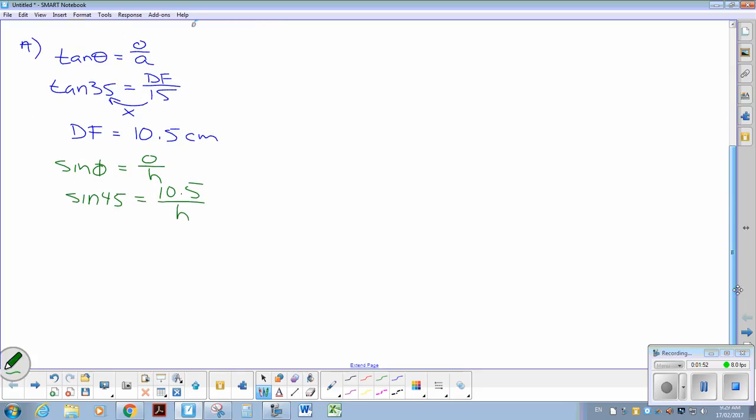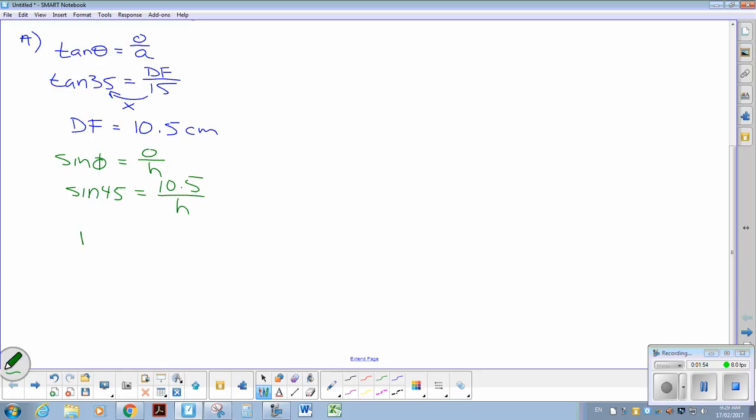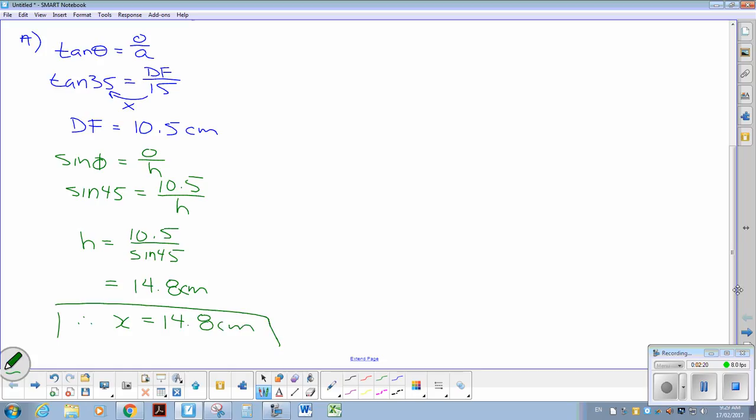Now I'm going to solve and do some rearranging. My hypotenuse is 10.5 divided by sine 45. Plugging that in the calculator, 10.5 divided by sine 45 gives me 14.8 centimeters. So therefore, x is 14.8 centimeters. So there is my answer for part A.